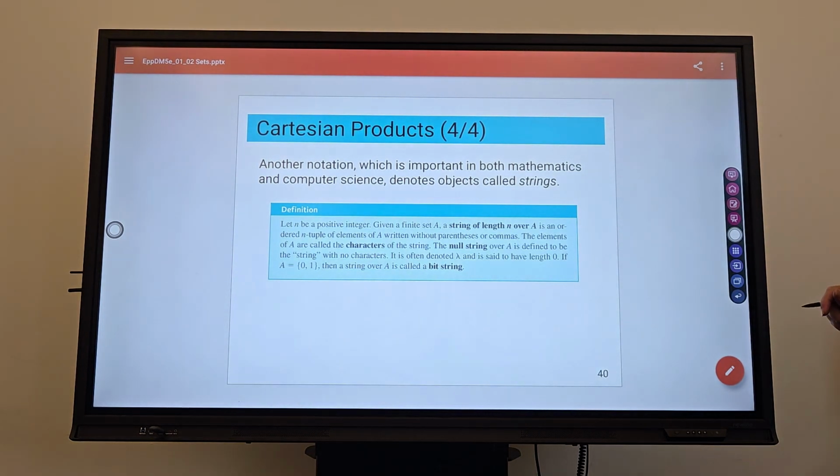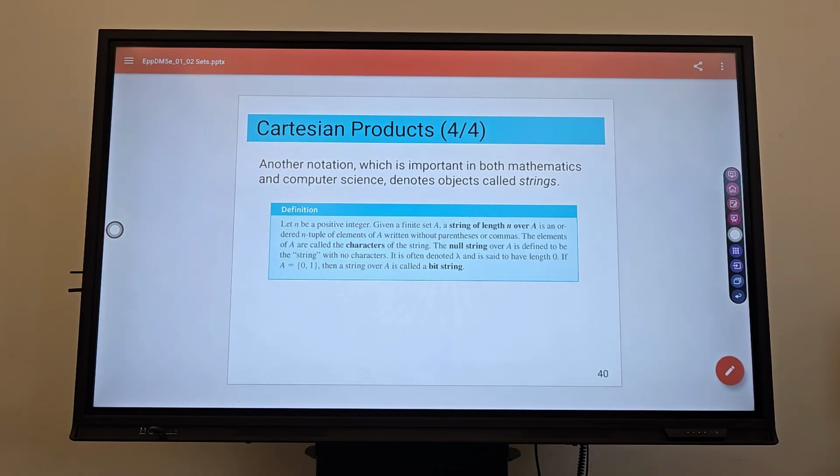But another notation, which is important to both mathematics and computer science, denotes objects called strings. Let n be a positive integer. Given a finite set A, a string of length n over A is an ordered n-tuple of elements of A, written without parentheses or commas. The elements of A are called characters of the string. The null string over A is defined to be the string with no characters. It is often denoted lambda and is said to have a length of 0.